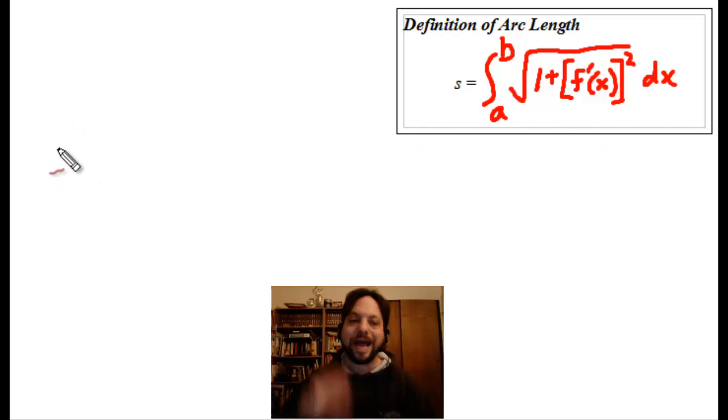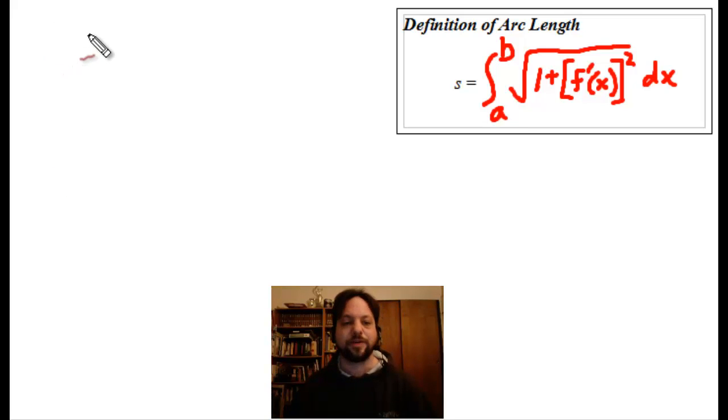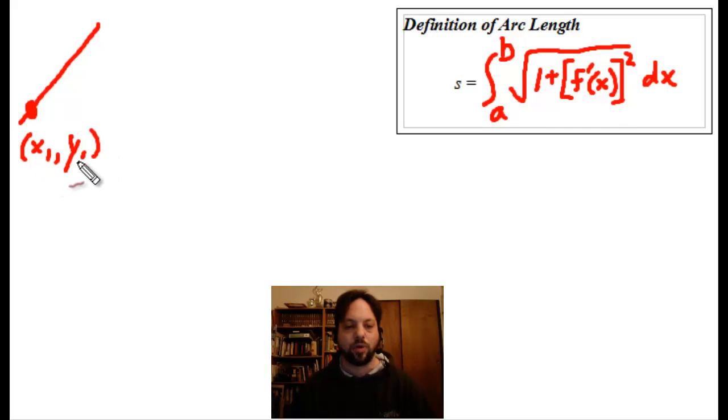Now you might be wondering, how could it be that easy? Where does this come from? Does it look familiar at all, as I said that it might? Well, let's begin with a very, very simple arc length. And this is going to be the length of a line. In fact, let me go ahead and say that we have a point here that we'll call x sub 1, comma y sub 1, and a point up here that we will call x sub 2, comma y sub 2.